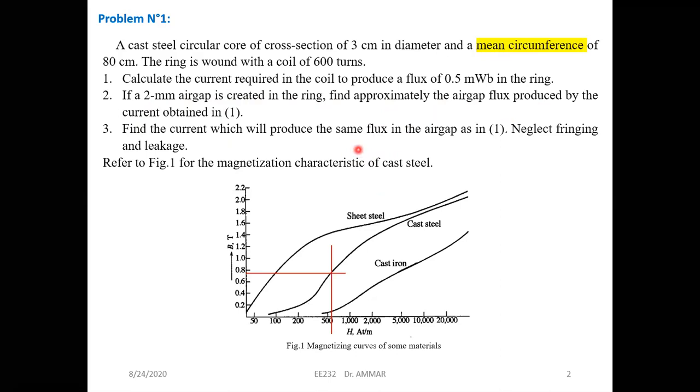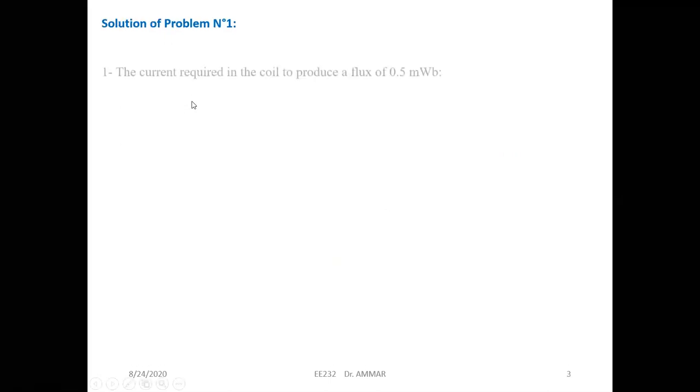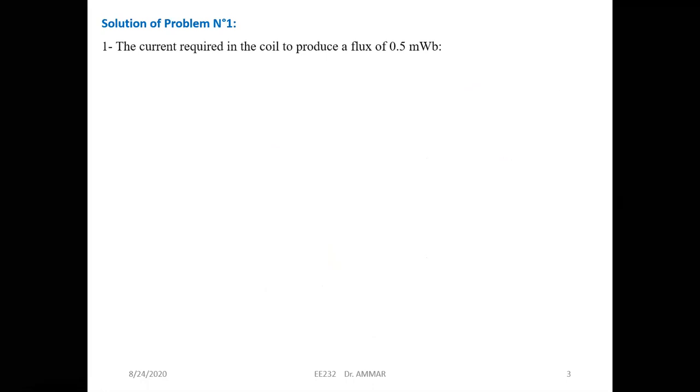And question number 3, find the current required to produce the same flux, which is 0.5 milliweber. So find the current which will produce the same flux in the air gap as in one. Neglect the fringing and the leakage. And we see here in the figure a magnetizing curve of such materials. Okay, let's now start solving this problem.